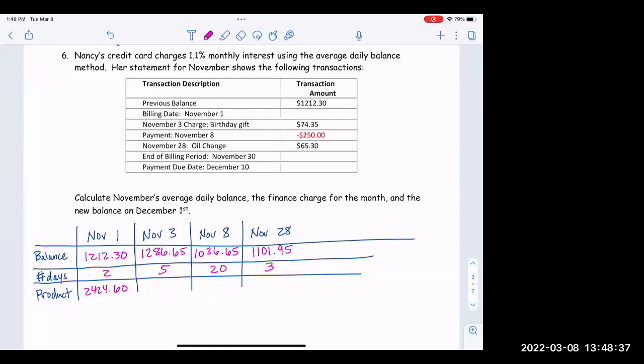All right, so $1,286.65 times 5 gives me $6,433.25. Then instead of adding $1,036.65 20 times, I'm just going to do that times 20. That should give me $20,733. And then $1,101.95 times 3 gives me $3,305.85. Checking on that. Any questions on those, or does anyone get something different?